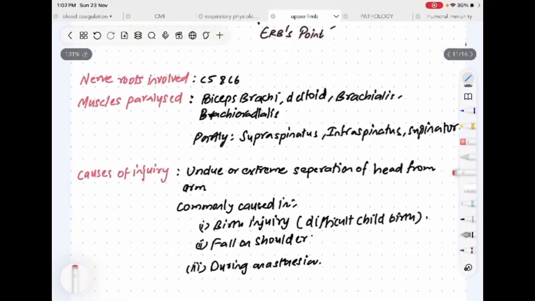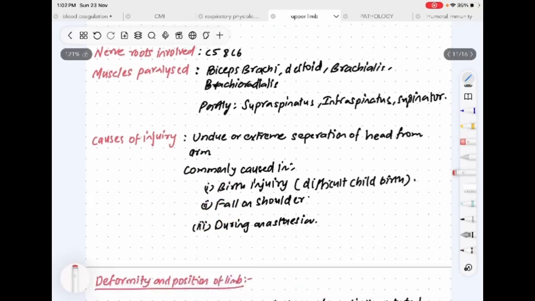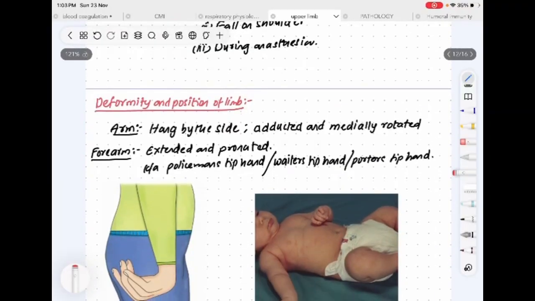Now, what is the cause of injury? It is due to the undue or extreme separation of head from arm. It is commonly caused in difficult birth injury, fall on shoulder and during anesthesia. So these are the causes of injury. Now, what is the deformity and position of limb? What happens to arm? Arm hangs by side, adducted and medially rotated.